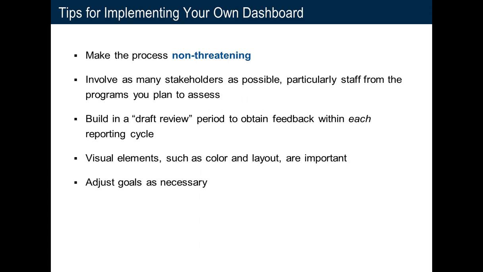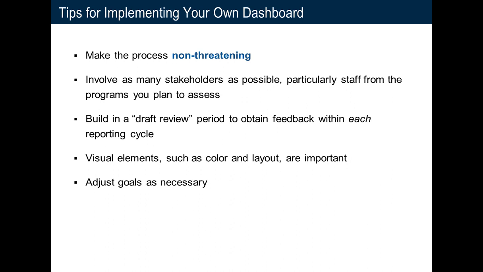We build in a draft review period to obtain feedback on the quality reports within each reporting cycle. As I said before, we do this quarterly. So what we do is we issue draft quality reports to key contacts at each provider agency and give them a timeline for giving us feedback. And then once we meet the deadline and we don't have any comments or we resolve issues, we do what we call the production reports, and those are then uploaded to our website.